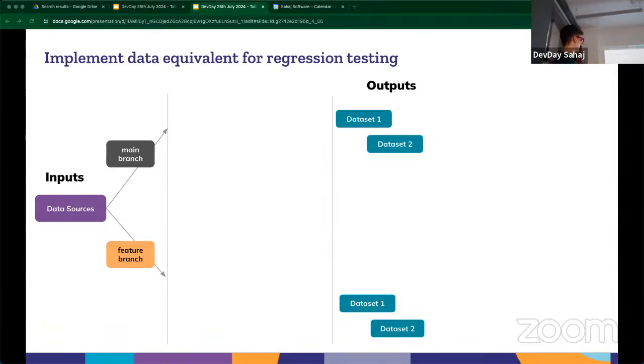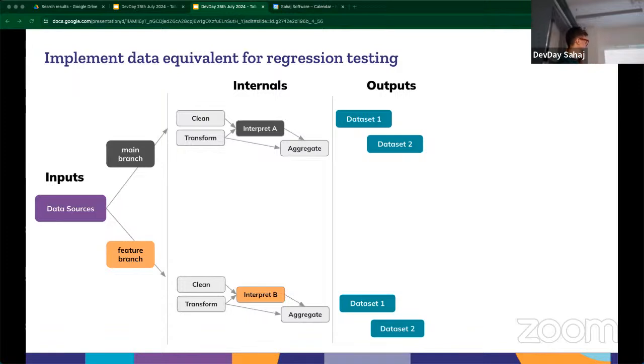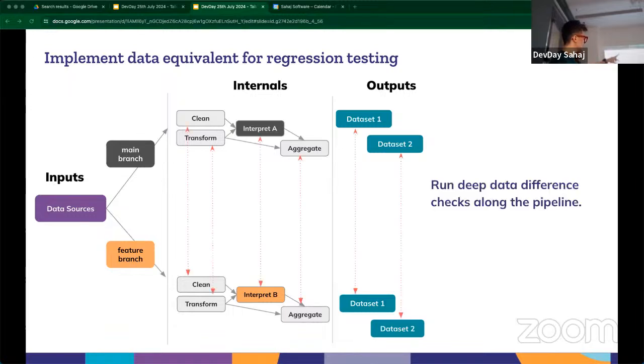So how does it work? Effectively, you take the same identical input and pass it through two versions of your pipeline. Your first pipeline is your main branch, which is what's running in production today. The second one is your feature branch, where you make one change. Both pipelines produce exactly the same set of outputs that you put in the hands of your consumers. The only difference is that somewhere along the internals of your bottom pipeline, there's one change that you're making in the interpretation. Then in this framework, you compare each output, the corresponding pairs, record by record.